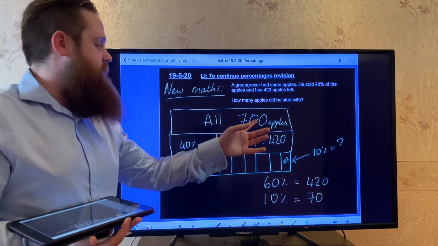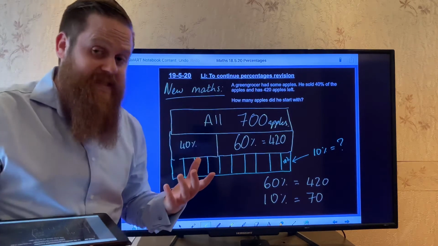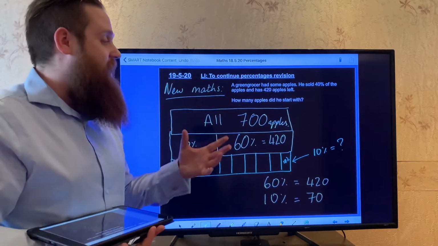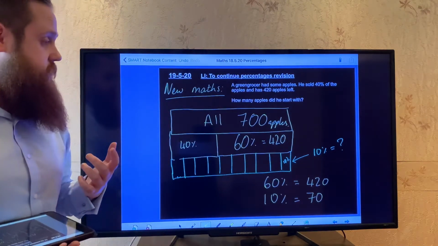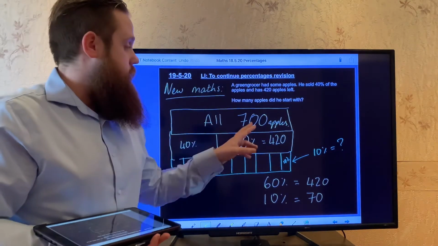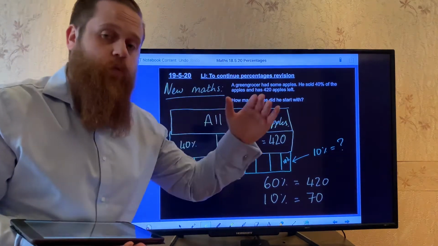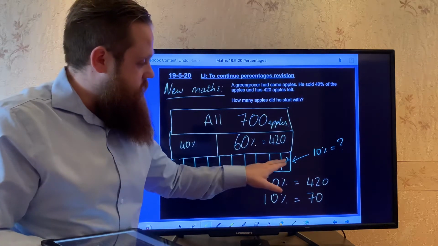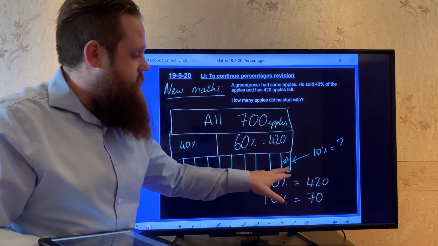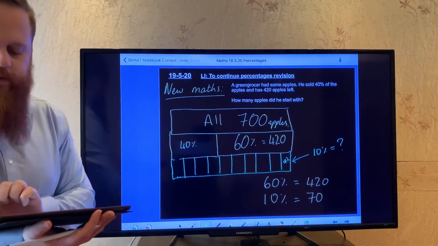And I could check this by finding out what 40% was. Well, 10% is 70. I just worked that out. If I times that by 4 to get 40%, that would give me 280. If I had 280 and 420 together, I get 700. Voila, solved. So you can see I've worked that backwards. I've used the information that I had to work out 10%, and then I've used 10% to then find out the 100%. And let's have a look at this one again on another question.